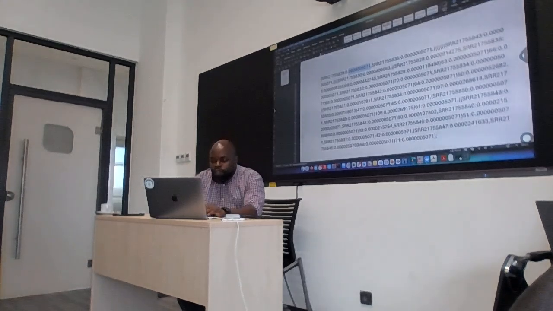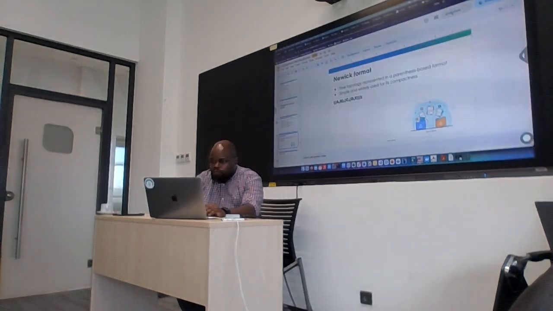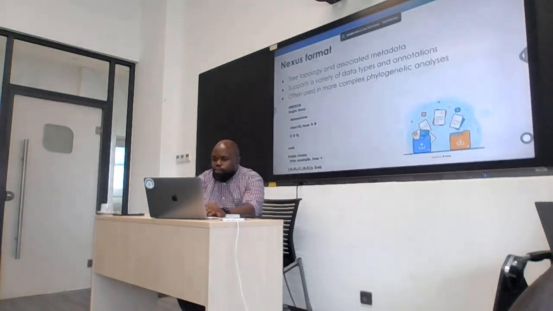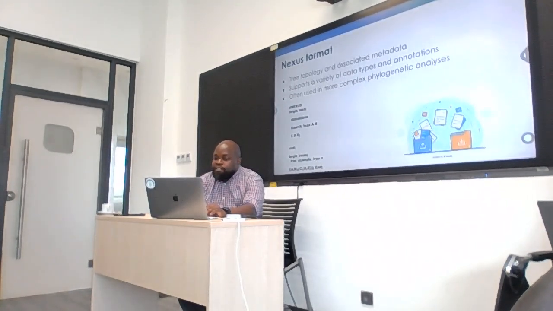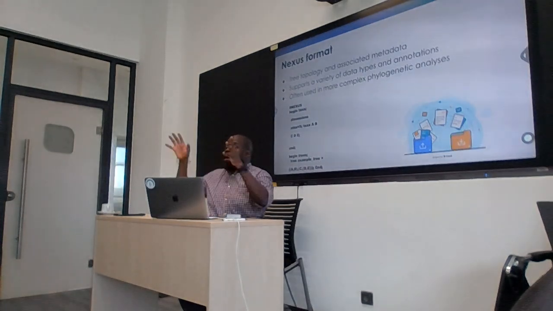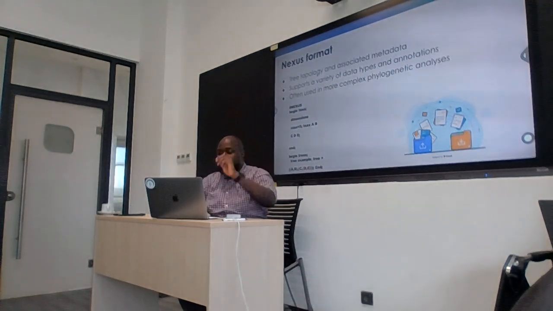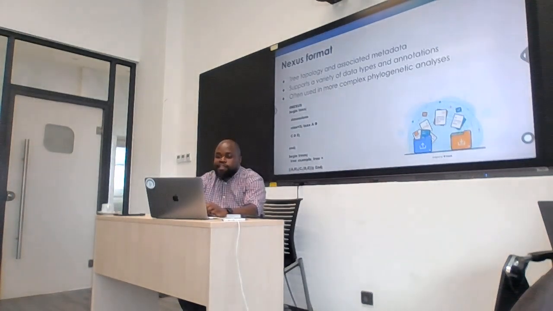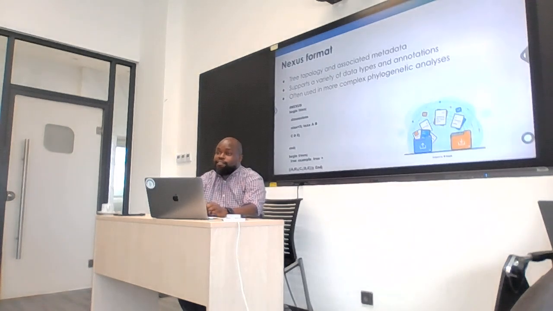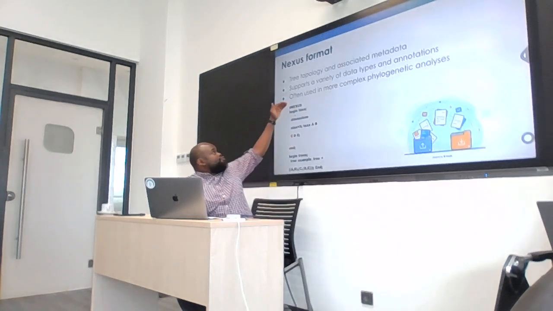Now, I'll go back to my slides here. The next format we are going to talk about is the Nexus format. So the Nexus format has the tree topology. So the tree topology is how the tree looks. Okay? So it has the tree topology and associated metadata. So for example here, it starts with the word #nexus to show that it's a Nexus file. And then you'll see that we have two sections.